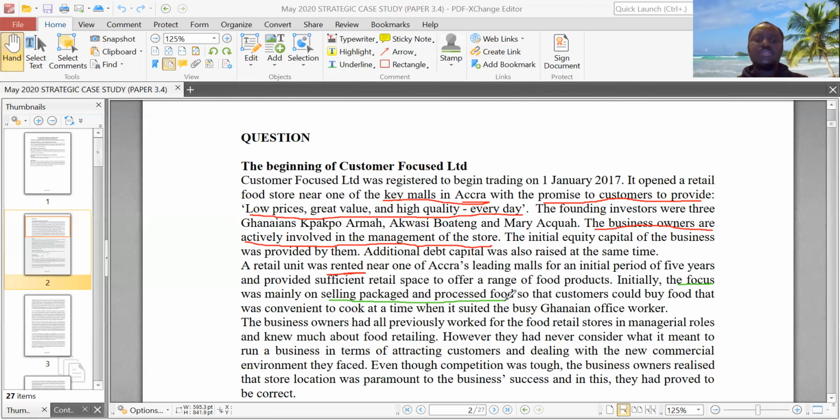So that customers could buy food that was convenient to cook at a time when it suited the busy Ghanaian office worker. So they seem to have a target audience in mind. They are thinking about the busy Ghanaian office worker who likes processed food, something they can have on the go, and they don't need to spend too much time to cook it. And so this is something that's important for Customer Focus Limited. And it's always important that organizations have their target audience.